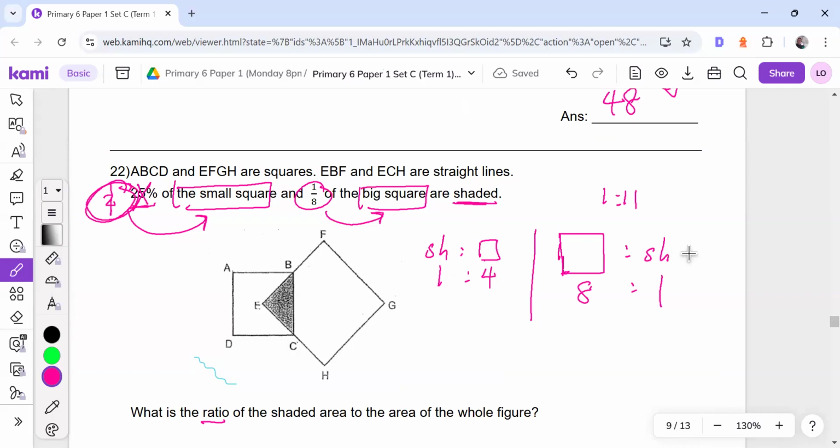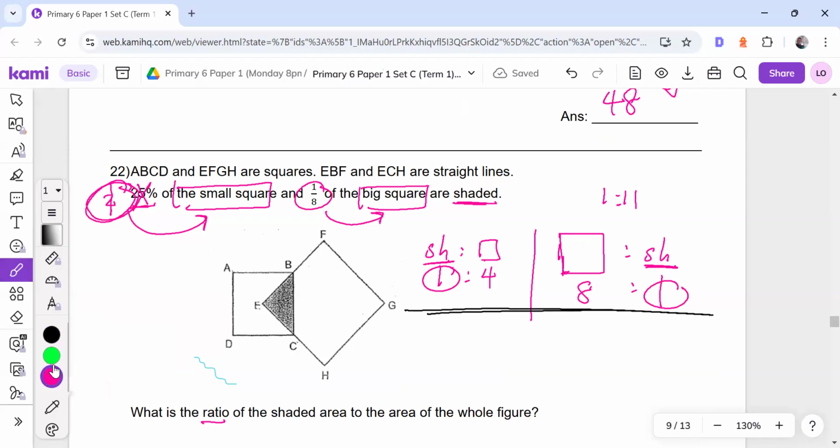Okay, so you have two ratios already. So what do you do? You go and find what is the same. Do you see the same? Shaded, the same number. Wow, very lucky. Don't have to do anything because they are already the same. So once they are the same, then they are one big happy family. No need to make any number the same because they are already the same.